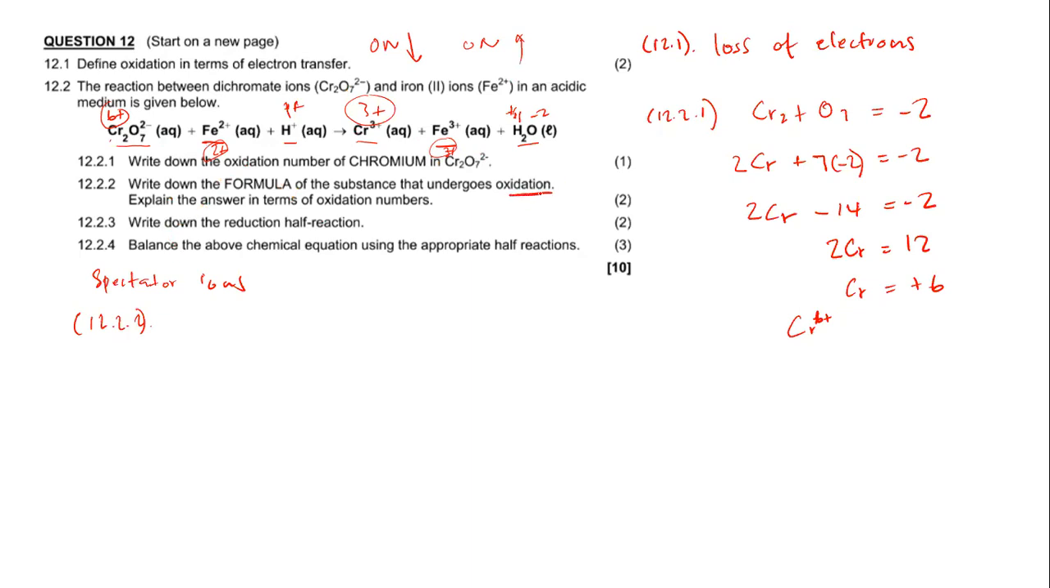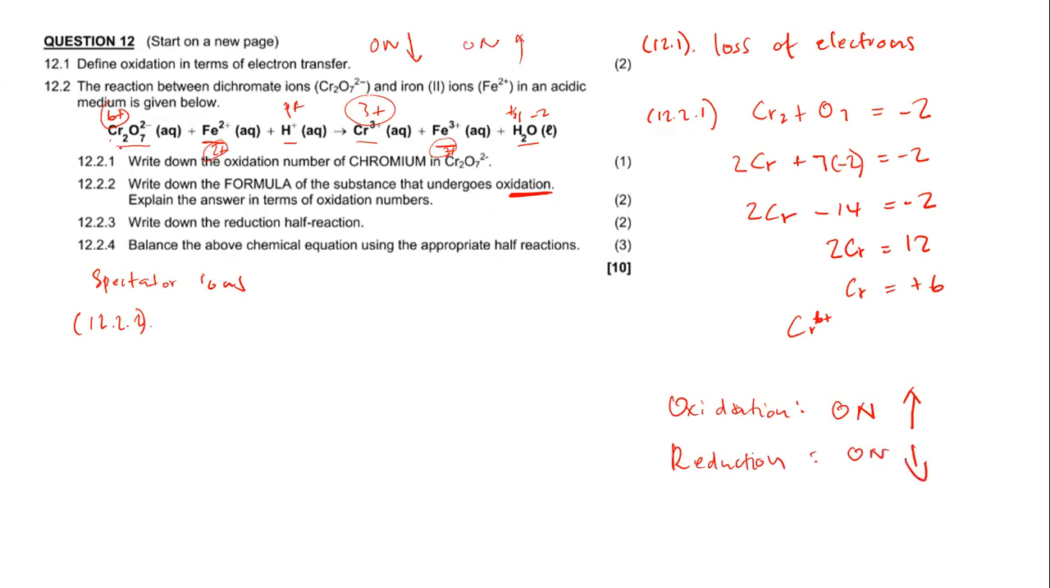A species that undergoes oxidation, write down, these are the notes, okay? I'm writing the notes for you. Oxidation is when the oxidation number increases. Reduction is when the oxidation number decreases.